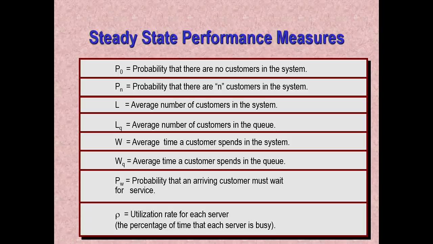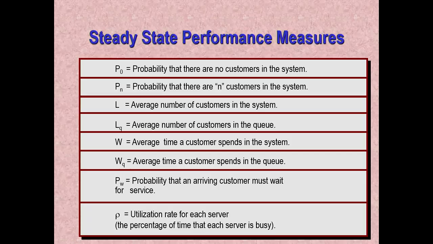The first one is P sub 0, and P sub any number is the probability that there are that many customers in the system. So P sub 0 is the probability that there are no customers in the system. And let me explain the system to you. What's the difference between the system and the queue?